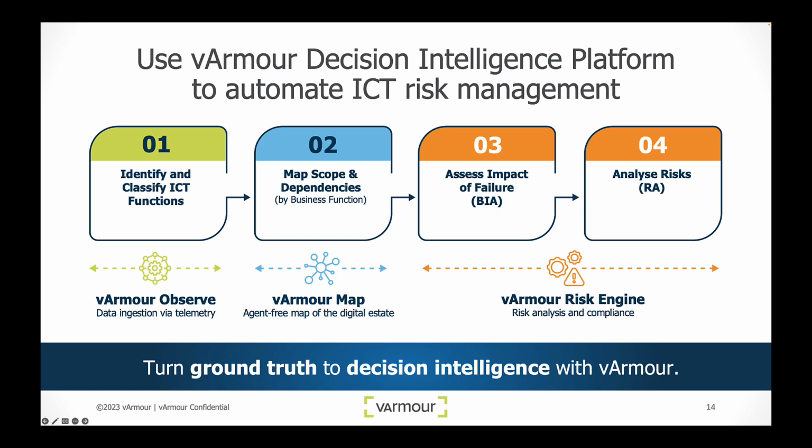In the upcoming episodes of this video blog series, we will explore how to use the vArmour Relationship Cloud to map your critical business functions and to use that map to enable you to execute your business impact analysis and execute your risk analysis to ensure that your critical business functions remain within their impact tolerances and their risk tolerances.